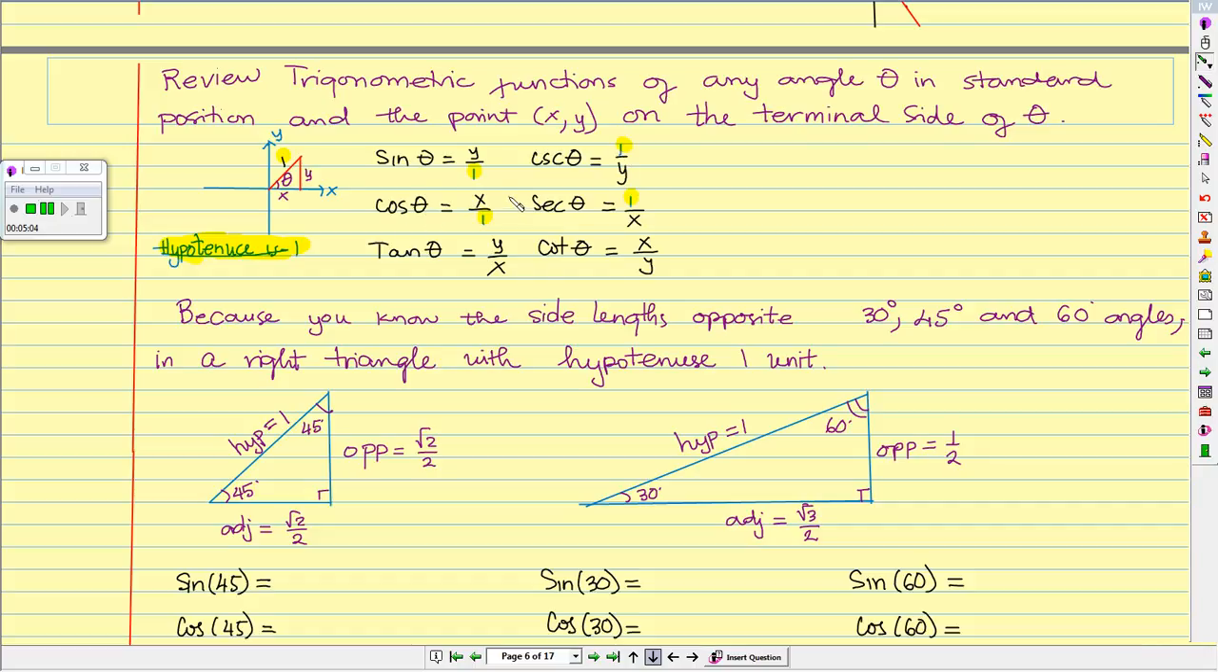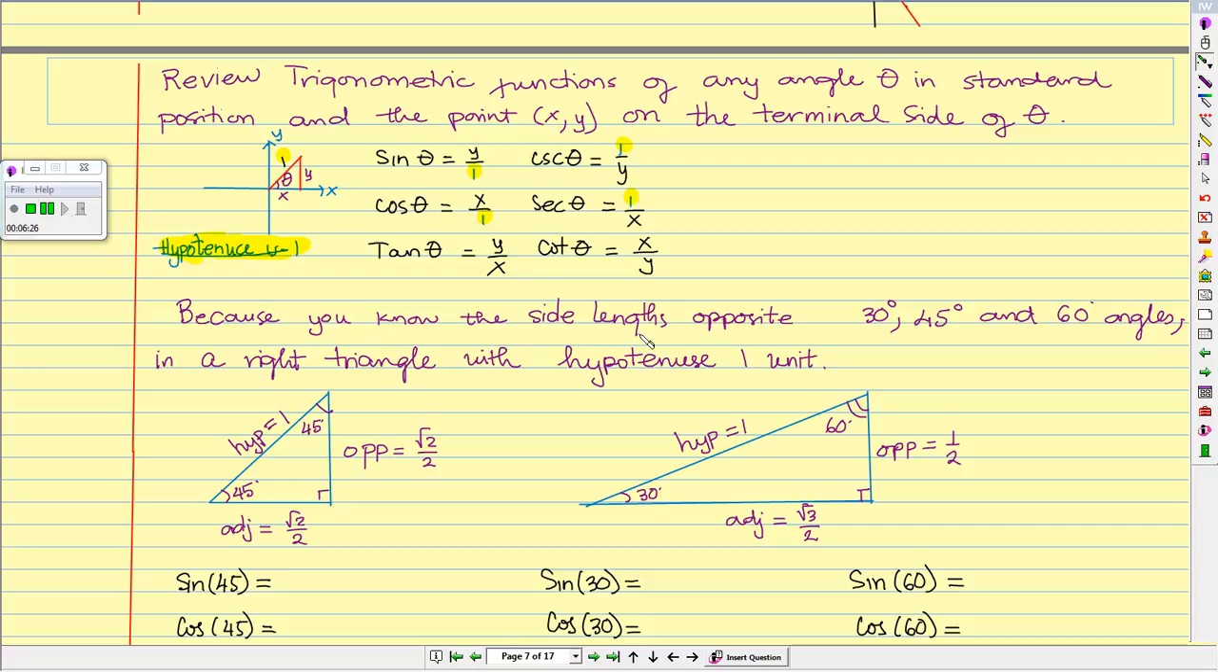Moving on, cosine of the angle theta is adjacent divided by hypotenuse, so x divided by 1. Secant, the reciprocal of cosine, is 1 divided by x. Tangent of the angle theta is opposite divided by adjacent, so y divided by x. Cotangent is the reciprocal of tangent, so you flip it to be x divided by y. So everything is just reviewed. Now let's move on.